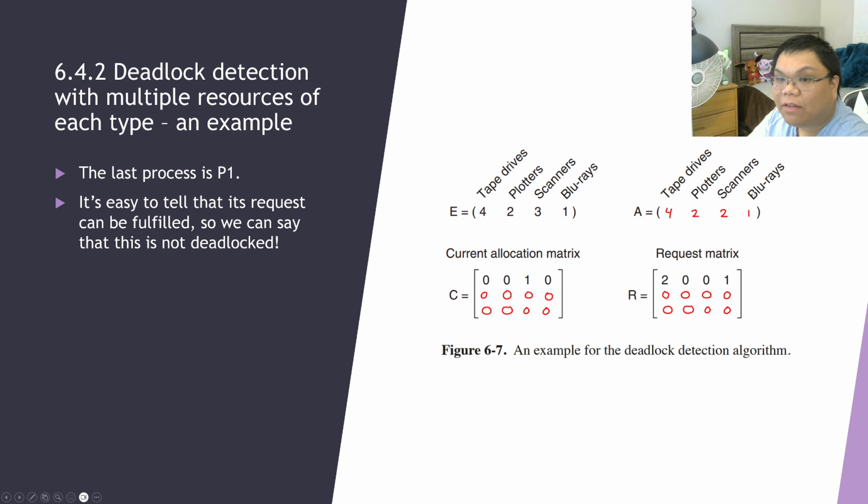And the Blu-ray drive that process 1 needed. Process 1 needed 2 tape drives and 1 Blu-ray drive. And we have that already. So what would happen next is this row here would be zeroed out, and then this row here would be added to this row. And at that point, every process has been marked, and that means every process can run to completion. There are no unmarked processes left. We don't have deadlock.